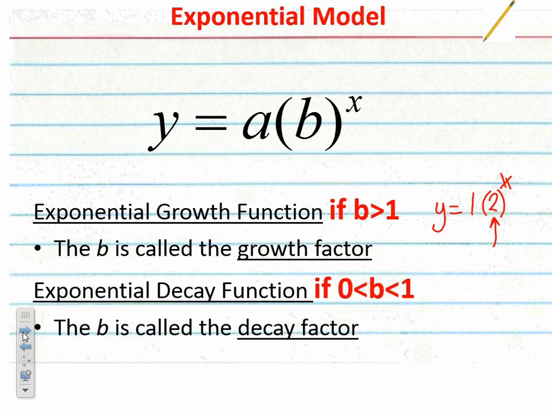Exponential decay functions will happen when I have the same general setup. Maybe there's a 1 in front or a 5 or something, but now the b, the thing that has the power, the base, is between 0 and 1. Okay, so like 3/4, 1/3, 2/3. This is what we're looking at when things are decaying. That means it's taking 1/3 of something repeated times. It's like division over and over and over. So that's decaying. That's called the decay factor if that b is between 0 and 1.